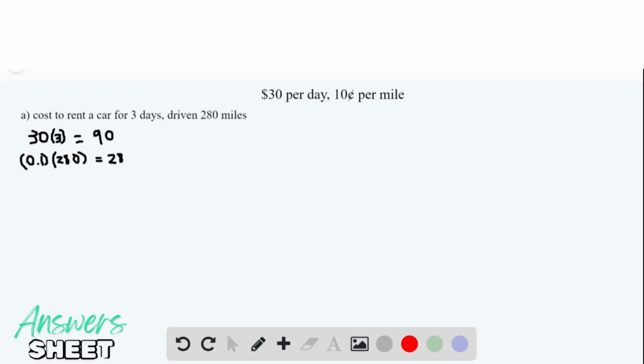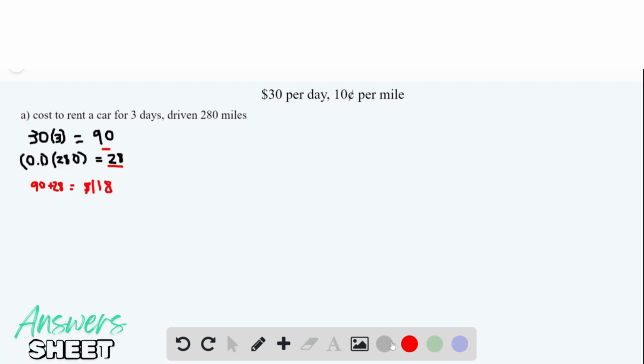And then to calculate the total cost, we're just going to add these two costs together. So it's going to be $90 plus $28. So our final cost is going to be $118.